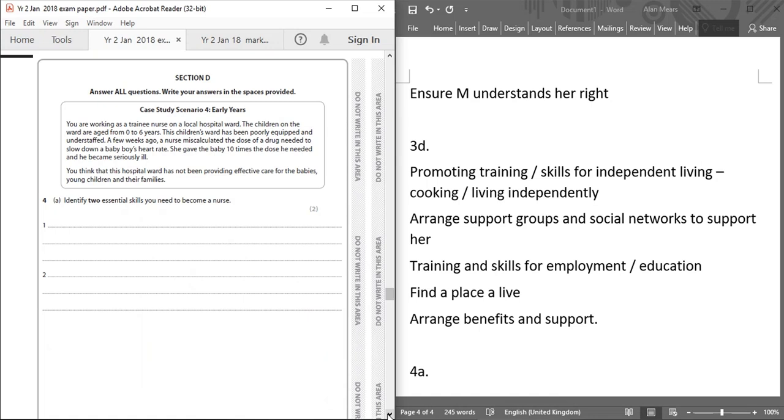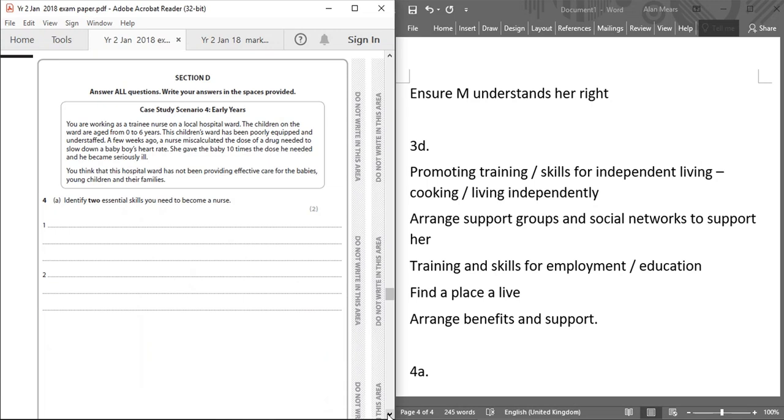And again, do you think the hospital ward will provide effective care? So, two essential skills you need to become a nurse. If we're going to go down the skills route, whether that's the people skills, you might need things like patience, empathy, communication, commitment, courage, kindness. It may also be practical skills, medical treatments, monitoring, observations.